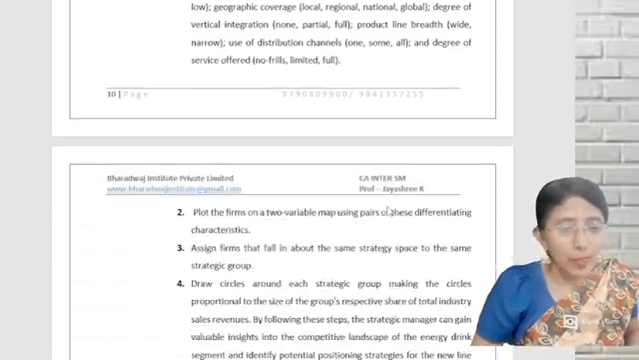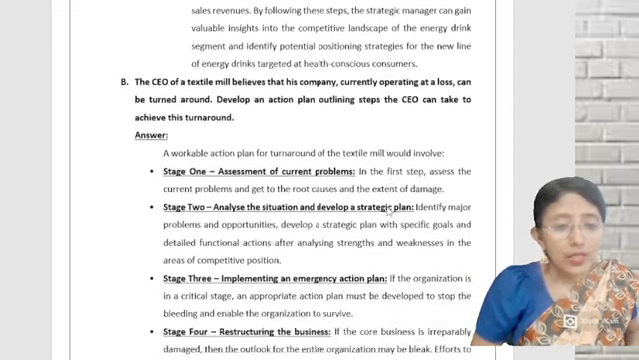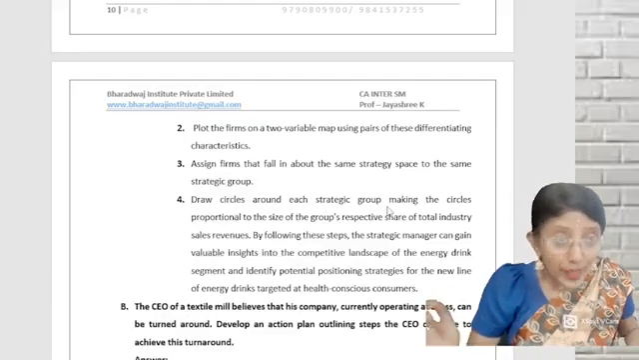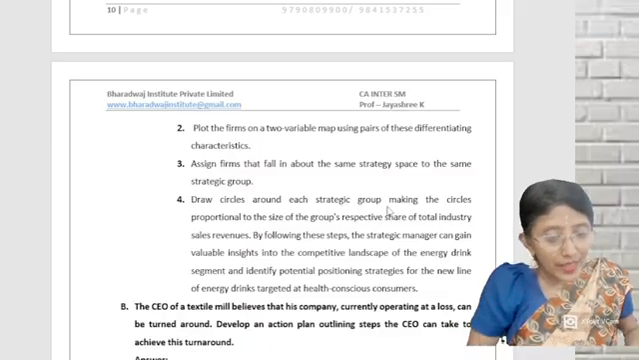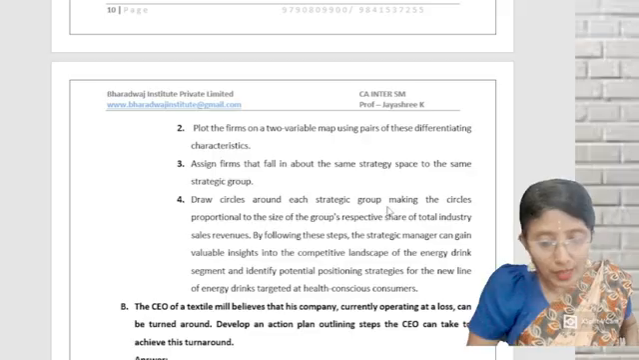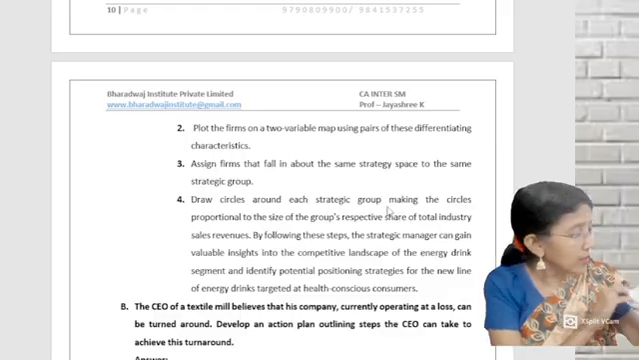Are you clear? Okay. Then, the CEO of a textile mill believes that his company, currently operating at a loss, can be turned around. Develop an action plan outlining the steps the CEO can take to achieve this turnaround.